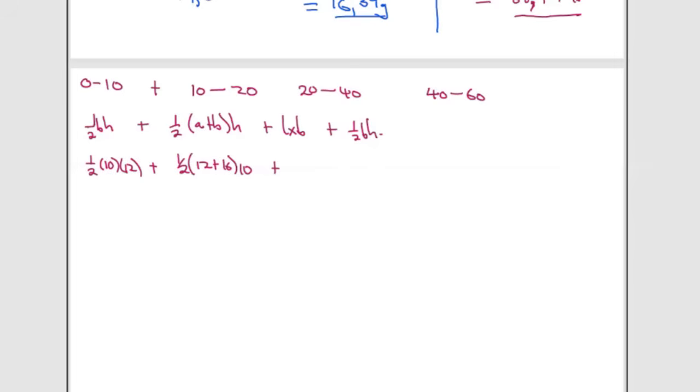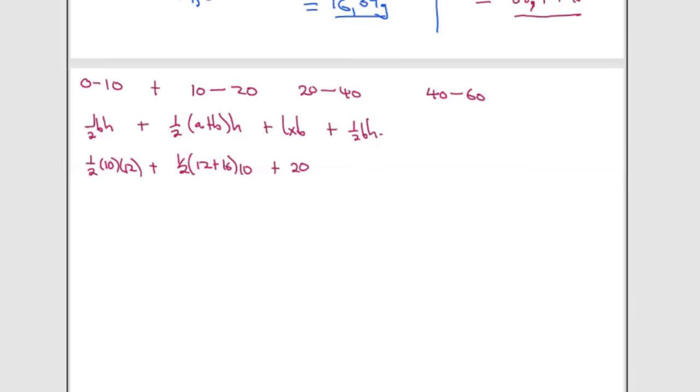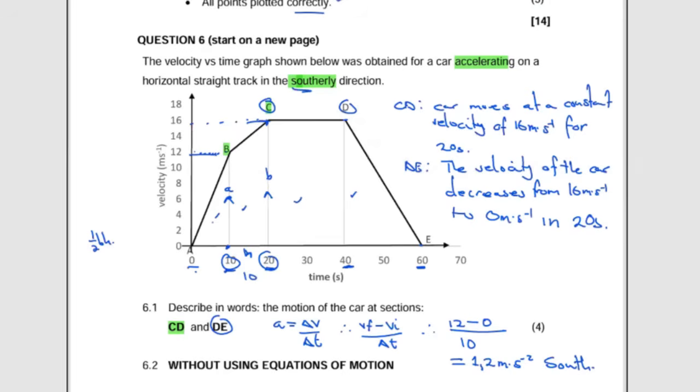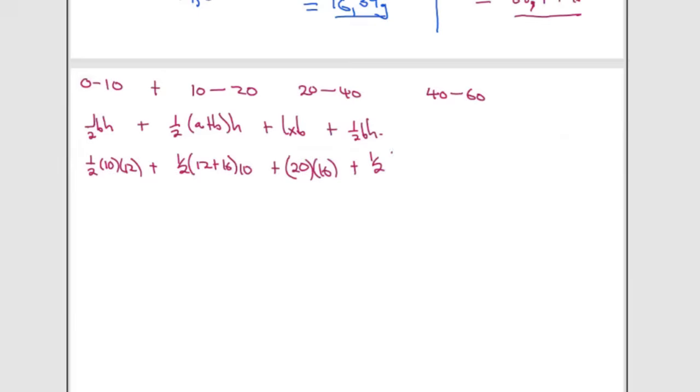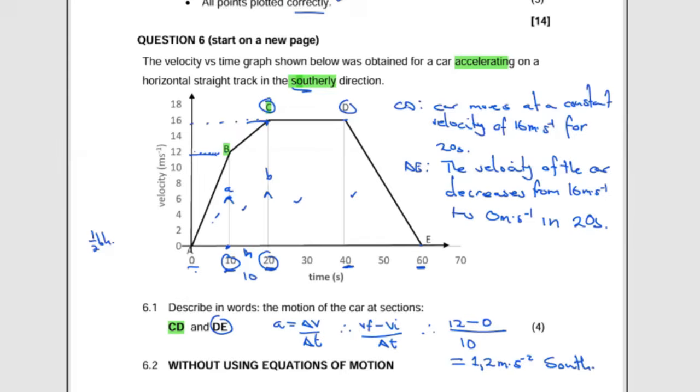To be 20. Therefore, I'm saying the value of 20, then multiplied by 16. 20 multiplied by 16 there, right? And then the final one, I'm going to say half, and then the base there, what's my base there? From 40 to 60 is still 20. So I'm going to say 20, and then my height, where did we start from there? We started from a value of 16. Therefore, I'm going to say 16.